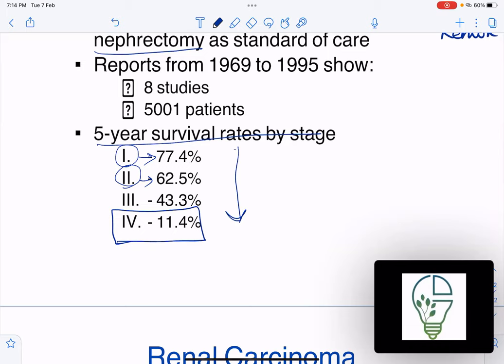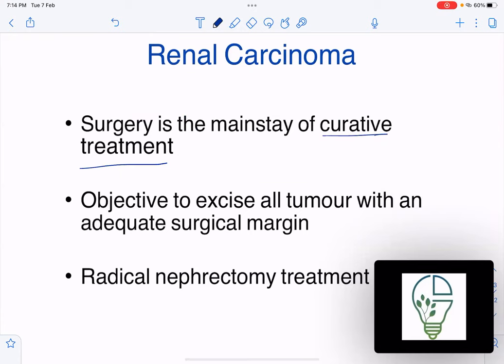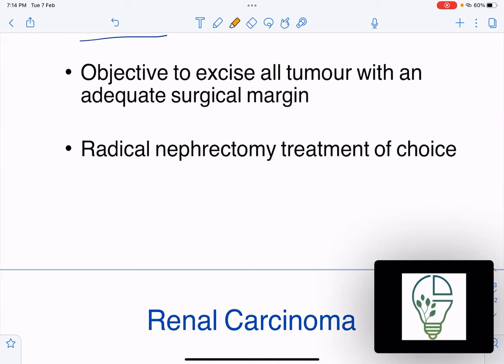Surgery is the curative treatment, period. That's it. This is what you need to know, and this is the most important thing, because when it comes to specific cancers, radio and chemo might help, but with renal, no. You just go with surgery. The option that shows surgery is the most correct one. And the objective is to excise most of the tumor or all of it. And like I said, radical nephrectomy is actually the choice, and you leave a good surgical margin.